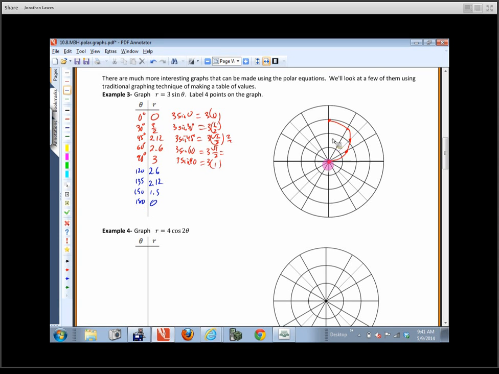Now, that means when I turn to 120 degrees, I go to 2.6, so about right there. When I go to 135, I go 2.12, about right there. 150, 1.5, about right there. And by the time I hit 180 degrees, by the time I'm pointing over here, the radius is 0. So again, it doesn't go in straight little line chunks. It gradually changes. The radius is getting smaller and smaller and smaller in a very gradual fashion. Everybody good there?